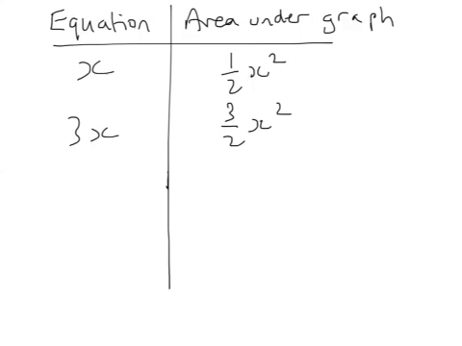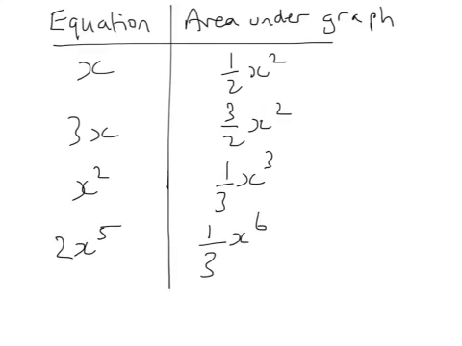Now it can be shown, although it's beyond the scope of A-level, it can be proved that if the equation is y equals x squared, the area of the graph is a third x cubed. If you've got y equals 2x to the power 5, the area under the graph is 1/3 x to the power 6. Now a thrilling result is the fact that if you differentiate these expressions, you get those expressions.